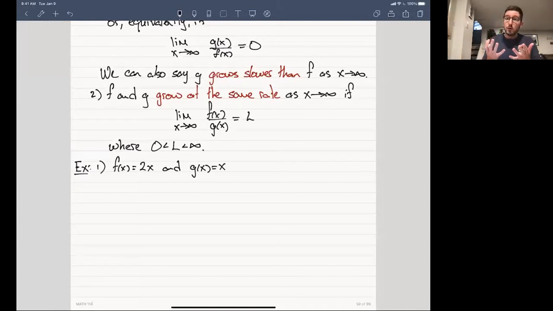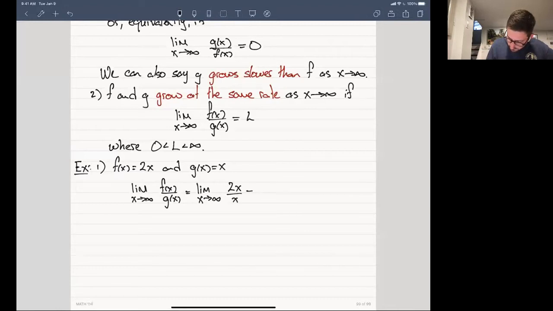But remember, growth depends on sort of derivatives here, right? And we're asking, how does this thing scale with x? And in both of these things, it scales linearly. So actually what we can see is that these functions grow at the same rate. Why? Well, if you look at the limit of their quotient, you get that the x's will cancel, so 2x over x, which is the limit as x goes to infinity of just the constant function 2, which is equal to 2. So f and g grow at the same rate.